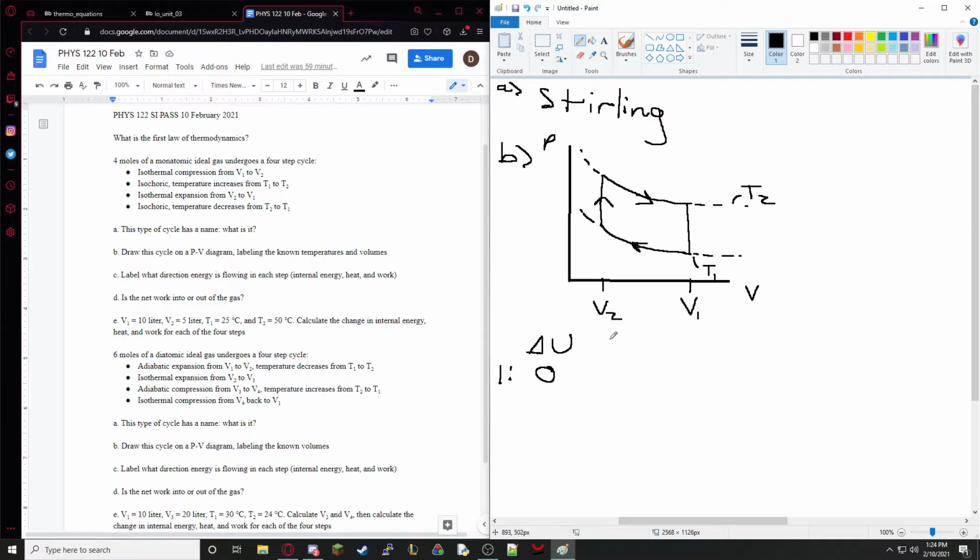And what is our work being done by the gas? Is it positive or negative? Is work going out or is work coming in? Work is coming in because we're compressing the system. Exactly. So our work by the system is negative, which means that the heat flow going into the system has to be what? So that our delta U is 0.